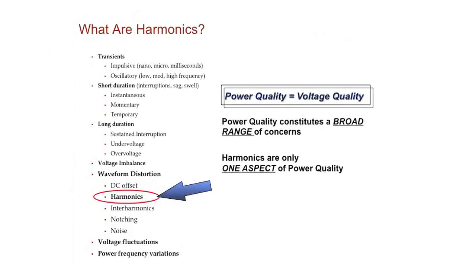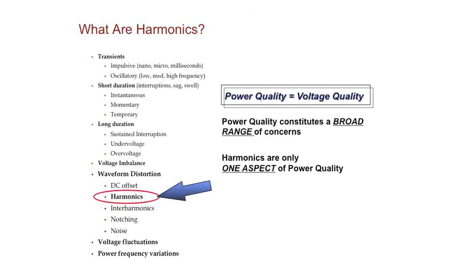The first thing we've got to do is define harmonics. Harmonics are waveform distortions. There's a bunch of listings: under voltage, over voltage, voltage imbalances. Those are not harmonics. Harmonics is a distortion of the waveform, so let's first get that clear.